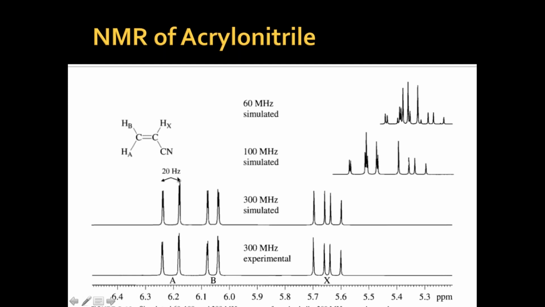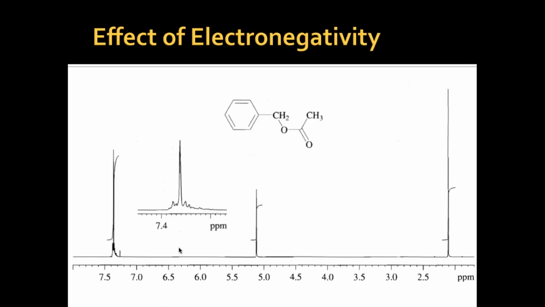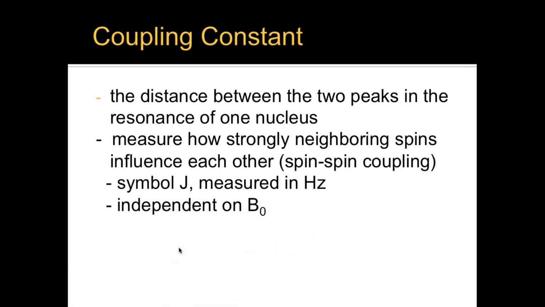The coupling constant between these two peaks is 20 hertz. What is the coupling constant? The coupling constant is the distance between the two peaks in the resonance of one nucleus. It tells us how one proton is under the influence of another proton, how one hydrogen is under the influence of another hydrogen. This is the significance of the coupling constant.